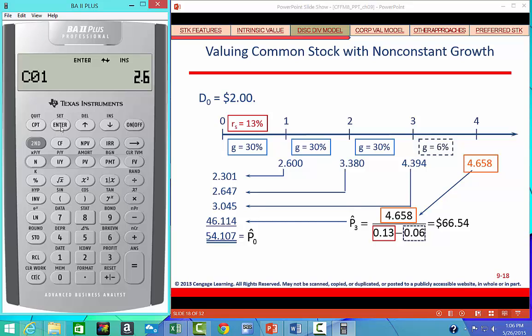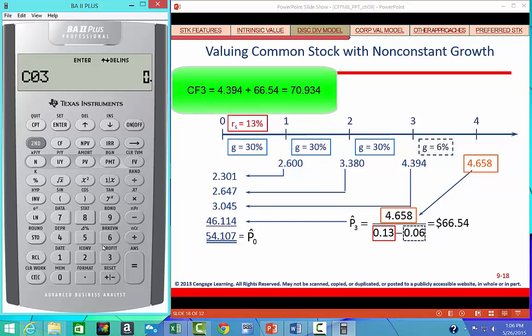$2.60. And remember, I hit enter to make it stay there and hit down. Leave frequency alone, go down. Cash flow 2 is 3.38, and then I hit enter and down and go to cash flow 3. And cash flow 3 is going to be the sum of $4.394 plus 66.54, these two numbers. And when I sum those, it's 70.934, and that's because those two cash flows occur at the same time, so we need to sum them.